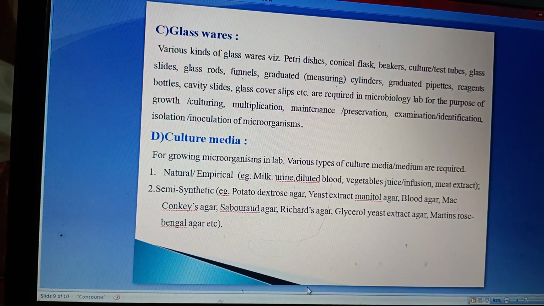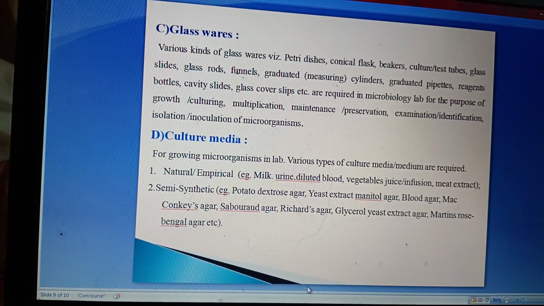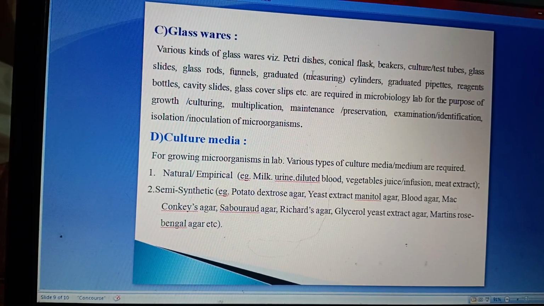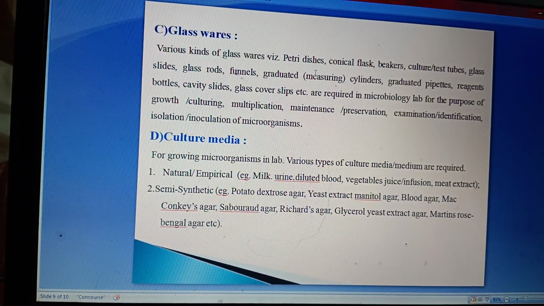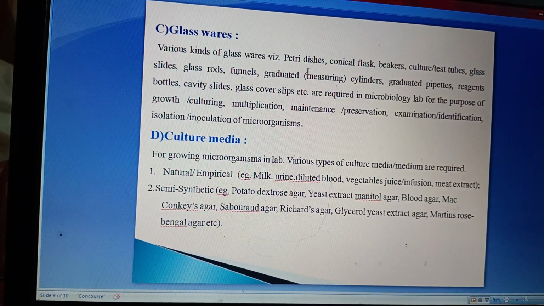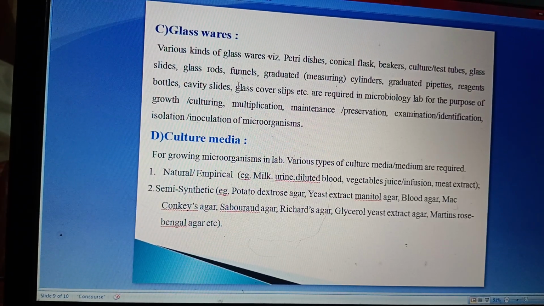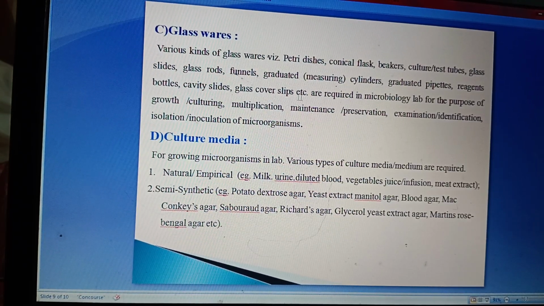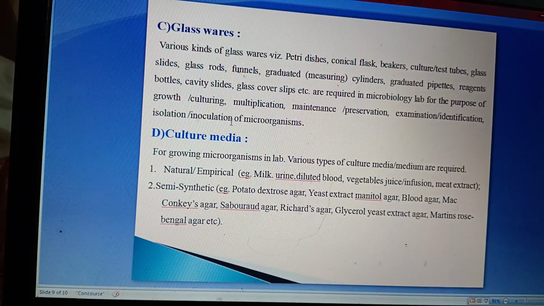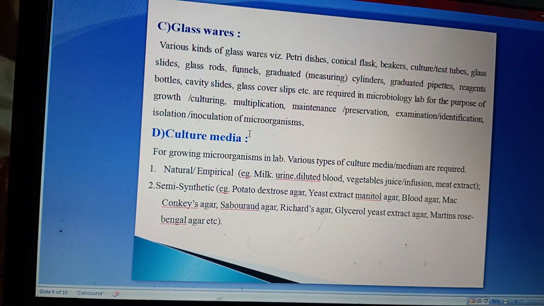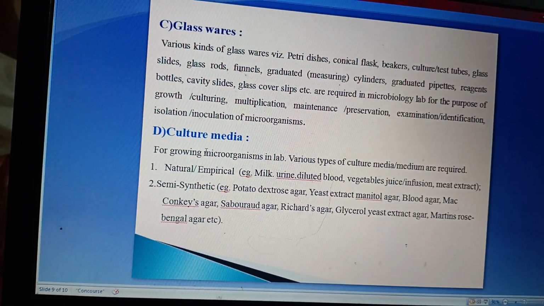Third is glasswares. Many types of glasswares are used to sterilize in the hot air oven. Examples are petri dish, conical flask, beakers, culture test tubes, glass slide, glass rods, funnels, graduated cylinders, graduated pipettes, reagents, glass cover slips, etc. are used to examine or preservation for the microorganisms.